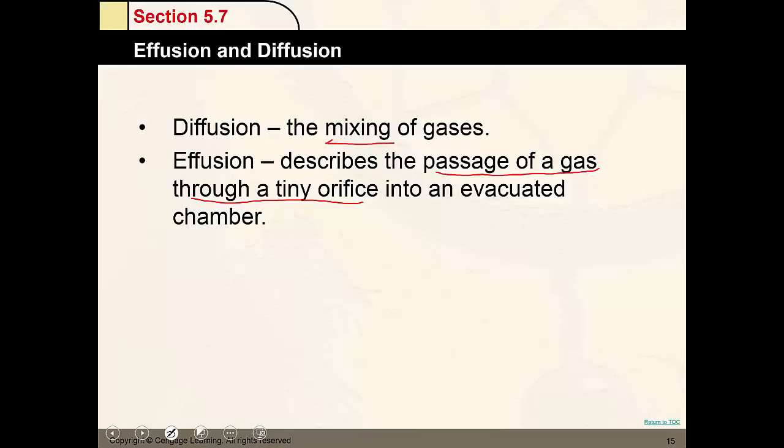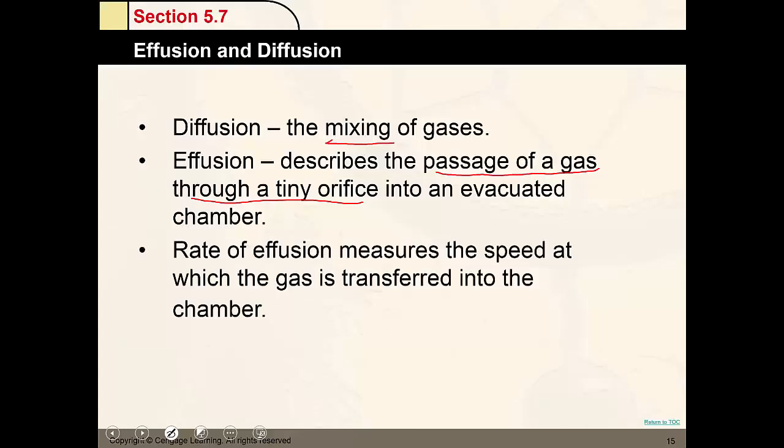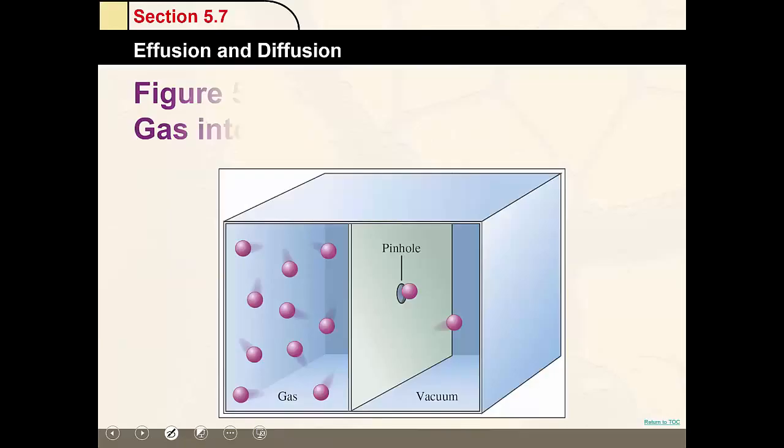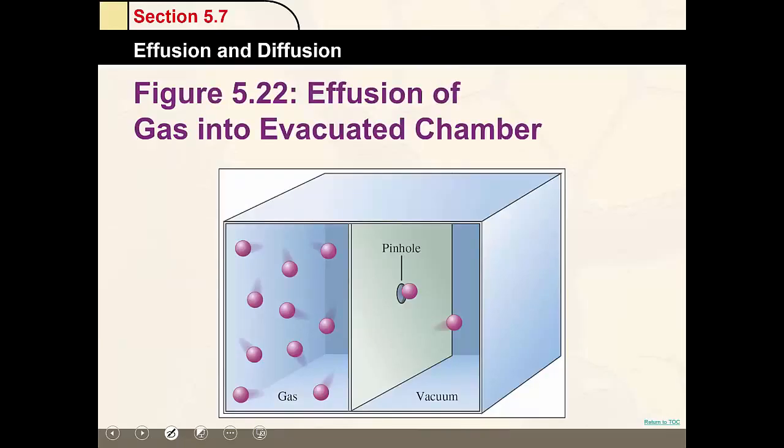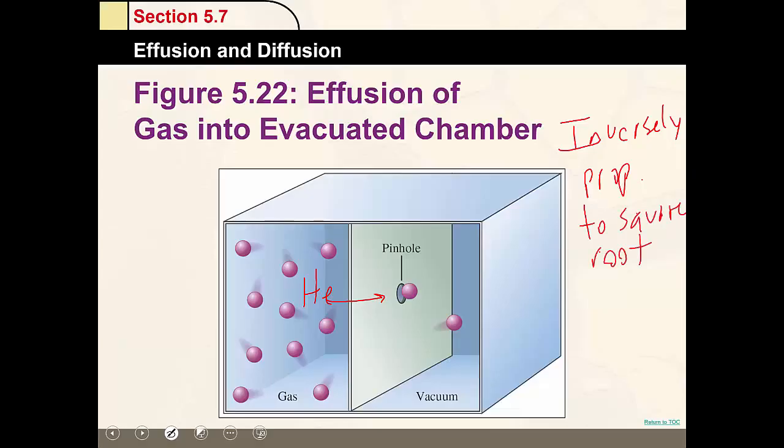If it's helium in that balloon, the helium will be traveling out of that small opening in the balloon. So the rate of effusion measures the speed at which the gas is transferred to the larger chamber. If you pretend that this is a balloon, and this is helium gas, it has to travel through this opening. That rate is inversely proportional to the square root of that molecule's molar mass. So that means helium would effuse much more quickly than, let's say, neon or argon or krypton gas.